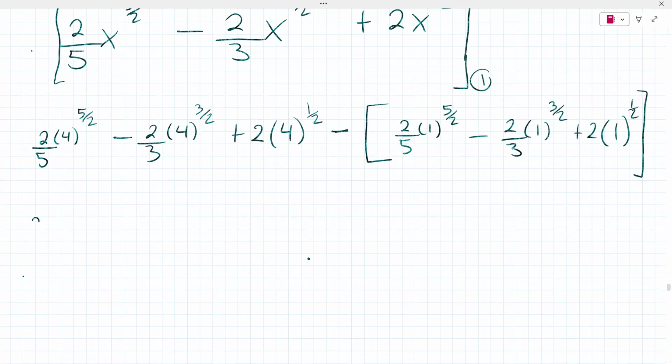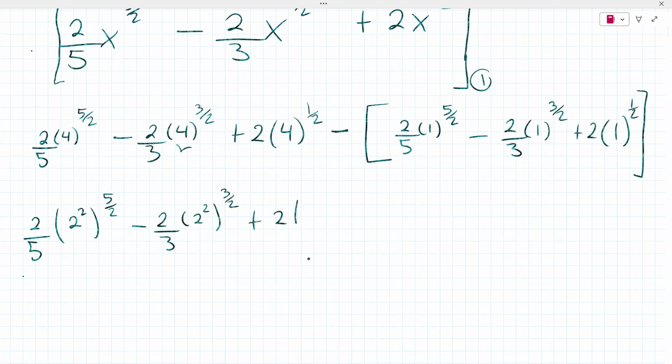Okay, so if you want, what you could do is maybe rewrite 4. You could put all this in the calculator, but if you want, you can rewrite 4 as a base of 2. So this is going to be 2 squared to the 5/2 minus 2/3. Same thing with 4. This could be written as 2 squared to the 3/2 plus 2, and then 4 could be expressed as 2 squared to the 1/2 minus, this is not too bad, 1 to the 5/2.